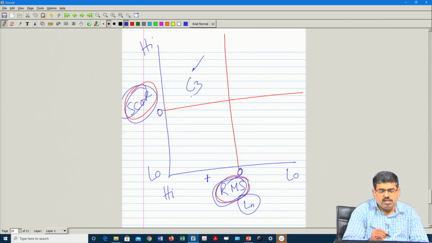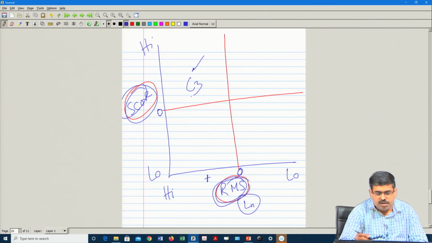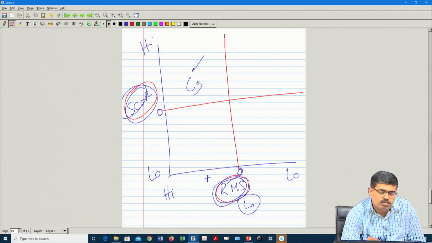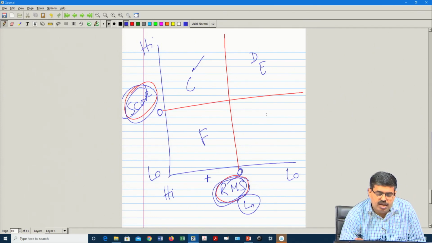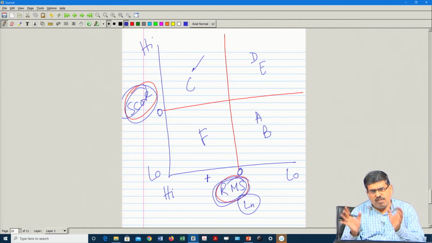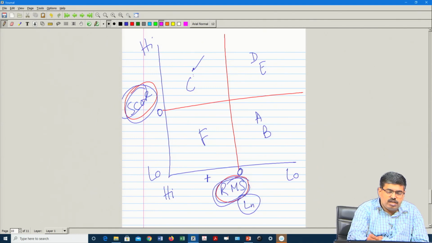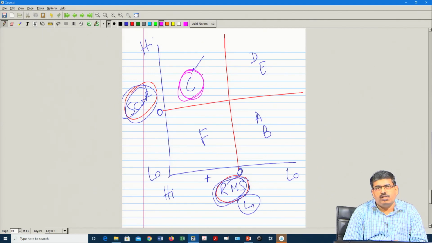After plotting the graph, what you will see is that maybe candidate 3 is here, designated as S3, or here we mention as C. Maybe D and E are here, maybe F is here, maybe A, B is here. Now what do you mean by this? That means that C is your most outstanding performance employee.